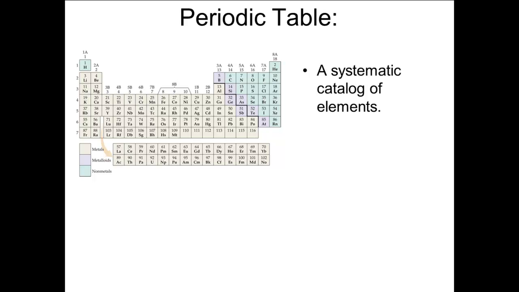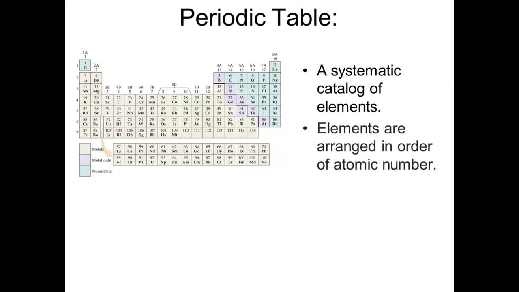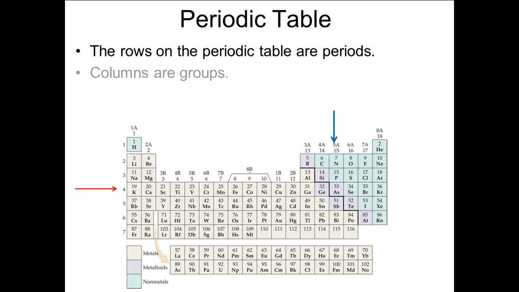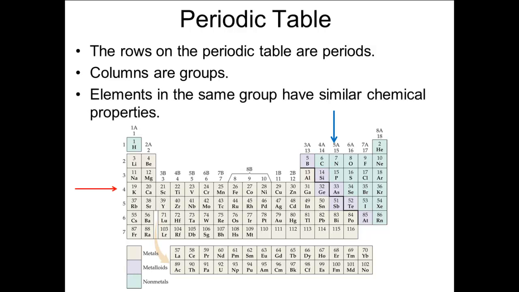The periodic table is a regular arrangement of the elements. They are arranged in order of increasing atomic number so that the elements with similar properties are in the same column. Periods are horizontal rows in the periodic table. Groups, or families, are vertical columns in the periodic table. Elements in the same group have similar chemical properties.